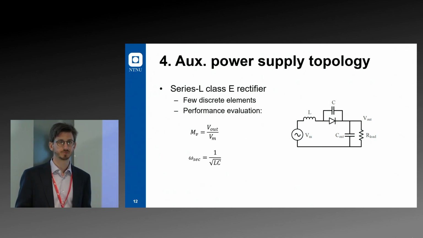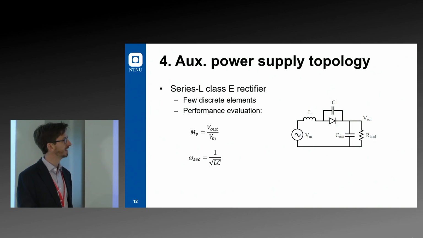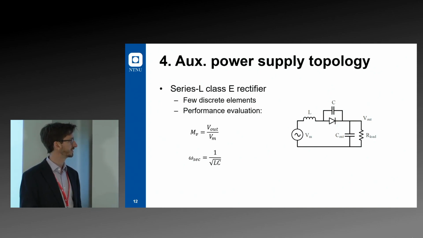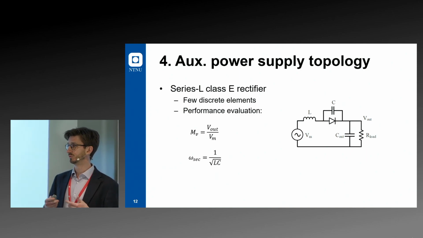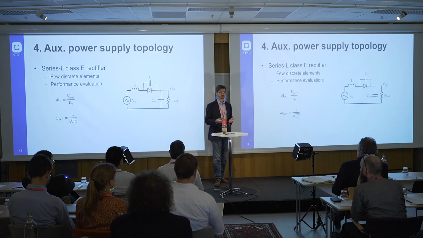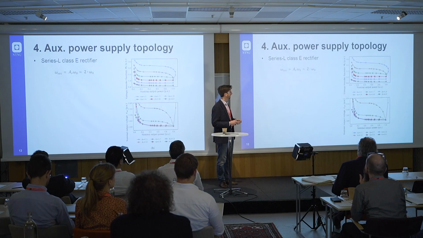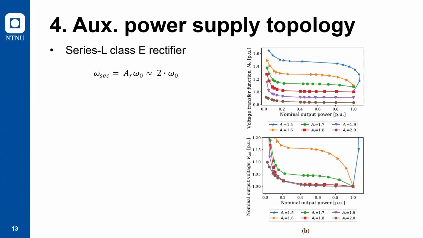To explain a little bit the performance, I just want to define the voltage transfer function. It's the relation between the DC output voltage and the AC voltage fed into it, and also the tuned resonance frequency of these elements. So normally you would design this thing to resonate at the switching frequency, but actually going for double the switching frequency gives us a lot of benefits for the application, and some disadvantages. So we'll have some factor A times the switching frequency. That will be the dimensioning frequency. And so we show here a plot for 1.5 up to 2 times the switching frequency.